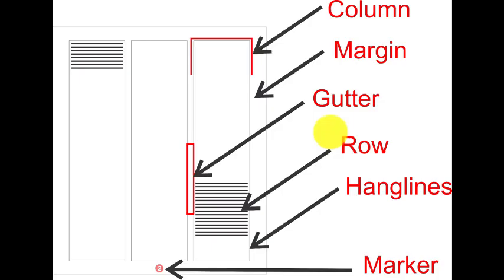So this is the label over here. We have the columns. We have about 3 columns in this layout. Then there is the margin. So we have the top margin, the bottom margin, the left and the right margin. Then we have the gutter, which is the space between columns. This is a gutter, this is another one over here. Then we have hang lines, which is the border of your main content, of your working space. Then we have the marker. The marker can either be your footer or the page number.